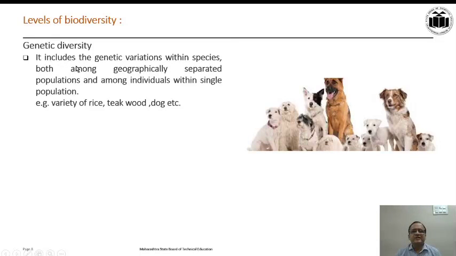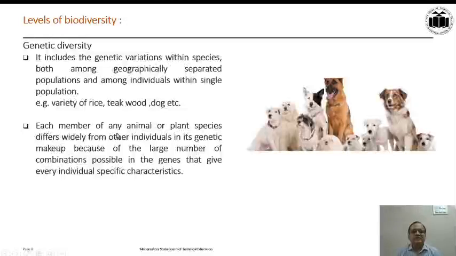Genetic diversity includes the genetic variations within species, both among geographically separated populations and among individuals within a single population. Examples can be given as variety of rice, teakwood, dog, etc. Each member of any animal or plant species differs widely from other individuals in its genetic makeup because of the large number of combinations possible in the genes that give every individual specific characteristics.